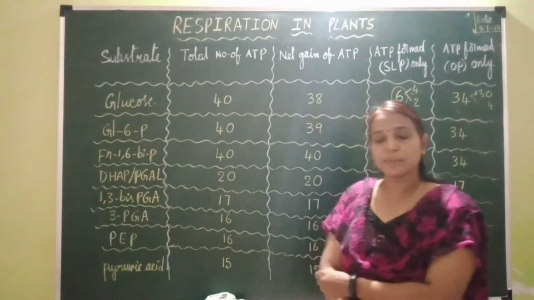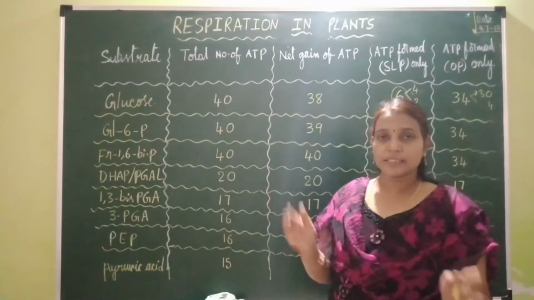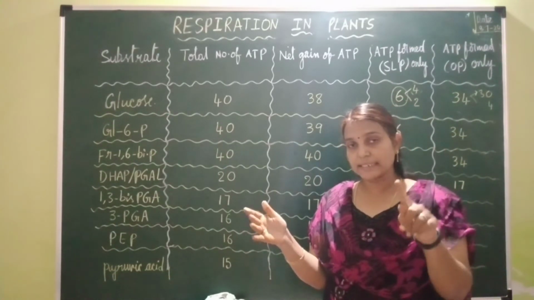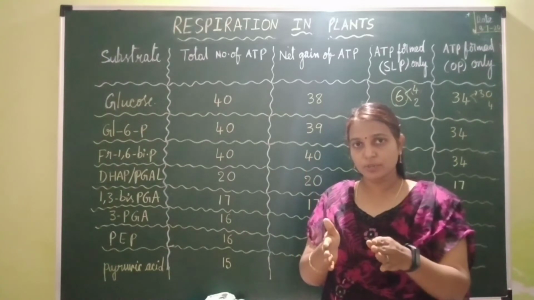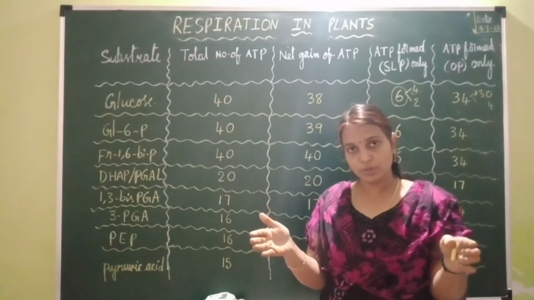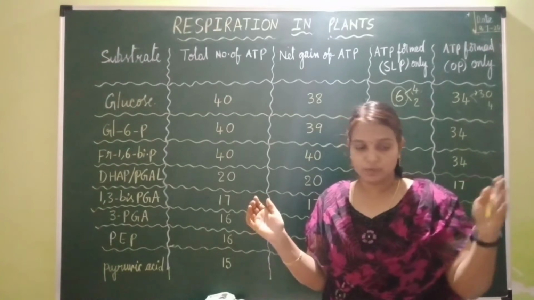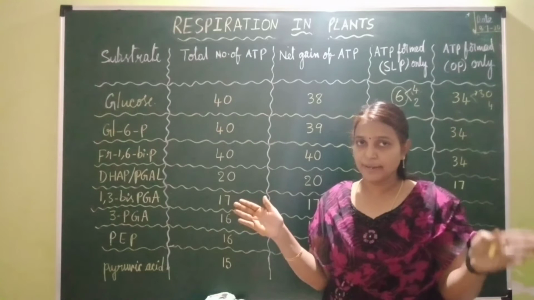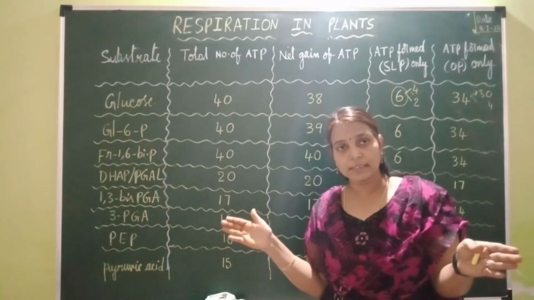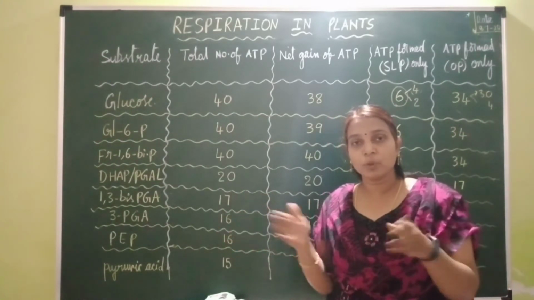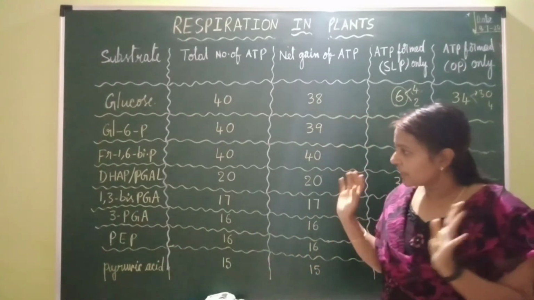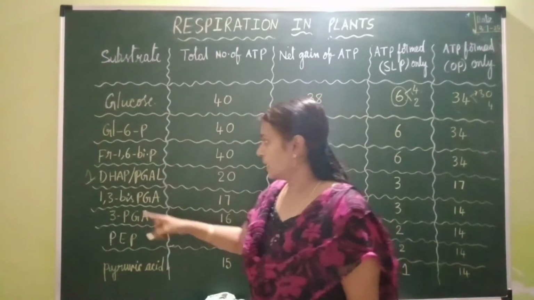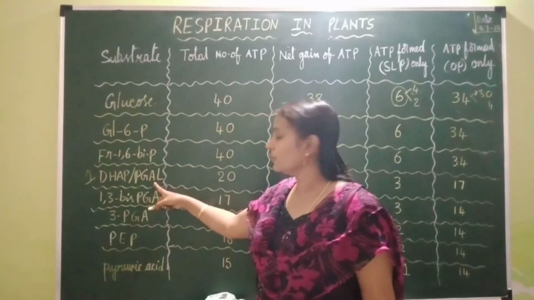Where is this DHAP present actually? Fructose 1,6-bisphosphate is a 6-carbon compound. During glycolysis, it undergoes cleavage into 2 molecules of 3-carbon compounds. One is DHAP and the other one is 3-PGAL. Both of these, DHAP, dihydroxyacetone phosphate, and 3-PGAL, that is 3-phosphoglyceraldehyde, are interconvertible isomers. Now we are calculating for only 1 molecule of DHAP, not 2 molecules. 1 molecule of DHAP or 1 molecule of PGAL.